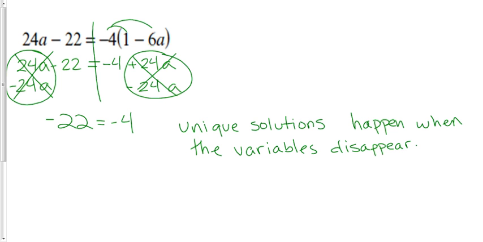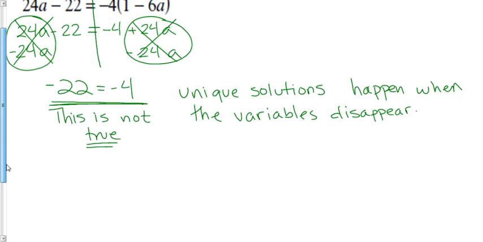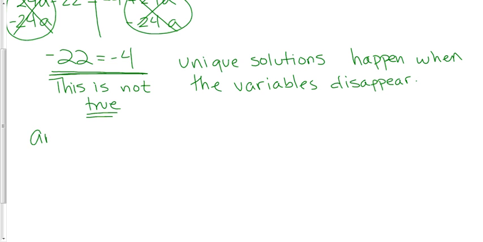So our variables disappeared, and what we're left with is negative 22 equals negative 4. This is not true. So if you get a statement that is not true, your answer is no solution.